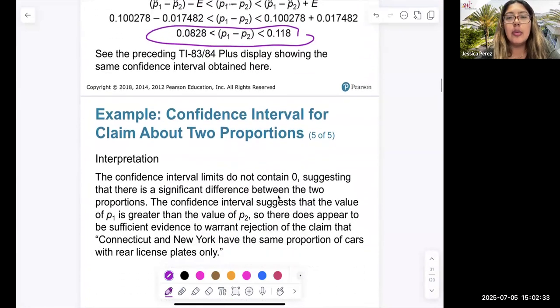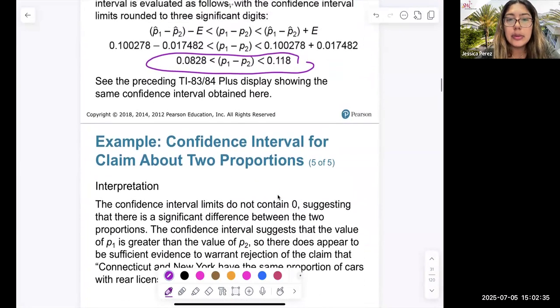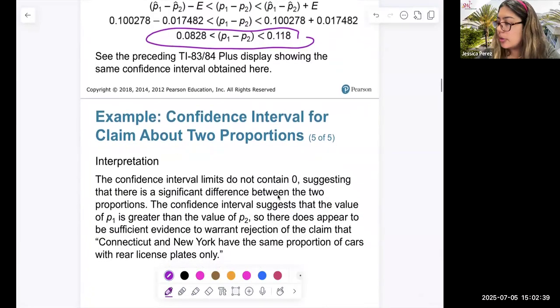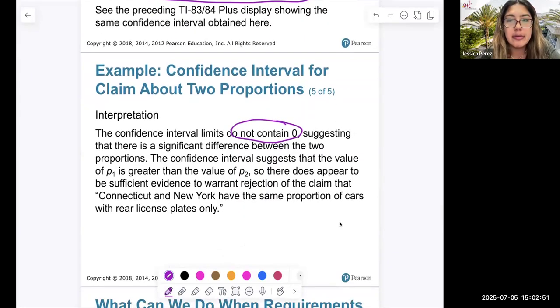So to do that, what do we notice? Well, we notice that 0, the null hypothesis value, is not contained. See how this is actually greater than 0? So the confidence interval does not contain 0. That means our null hypothesis does not show up here. There is not a 0. That means that we have sufficient evidence to reject the null.